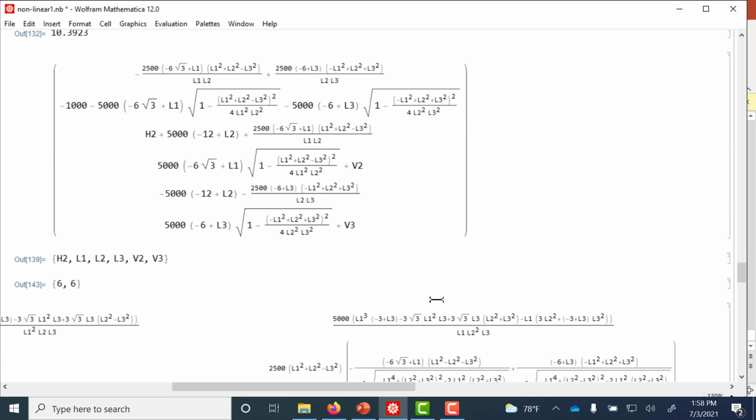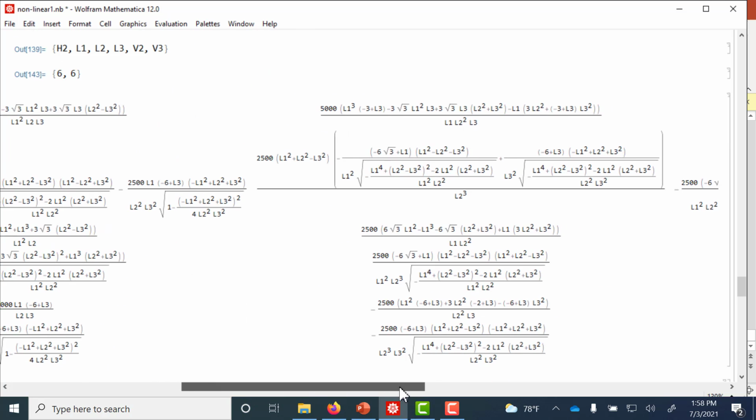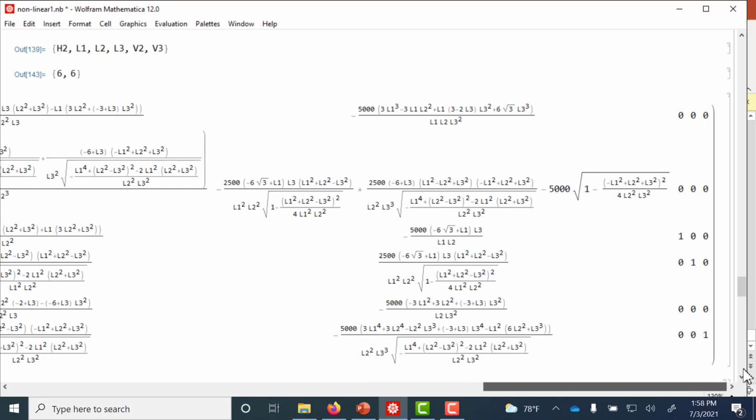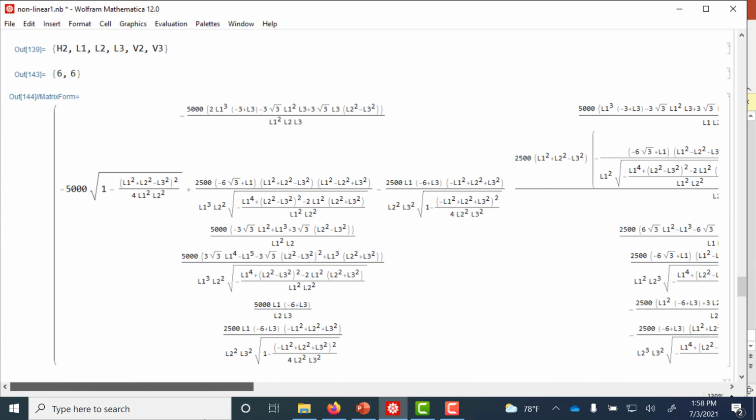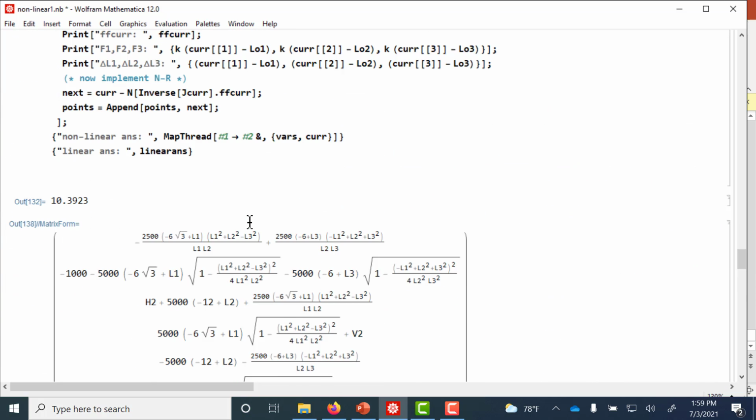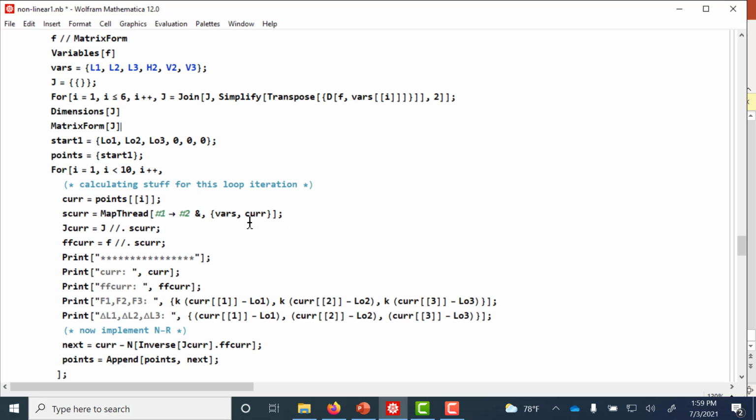So that's why in the Jacobian there's that 3rd one. That's the H2. Here's the V2, and here's the V3. So that's why those last ones are sort of trivial. So I have my J squared away. It's analytical.